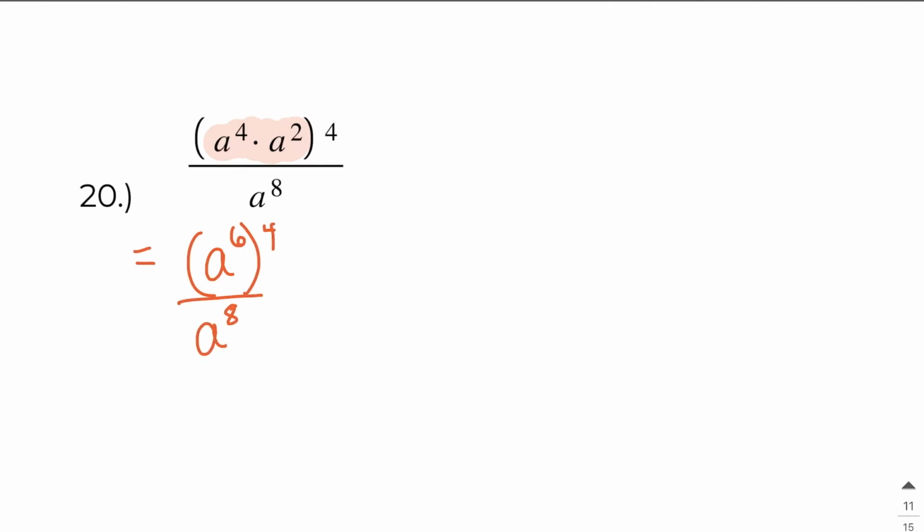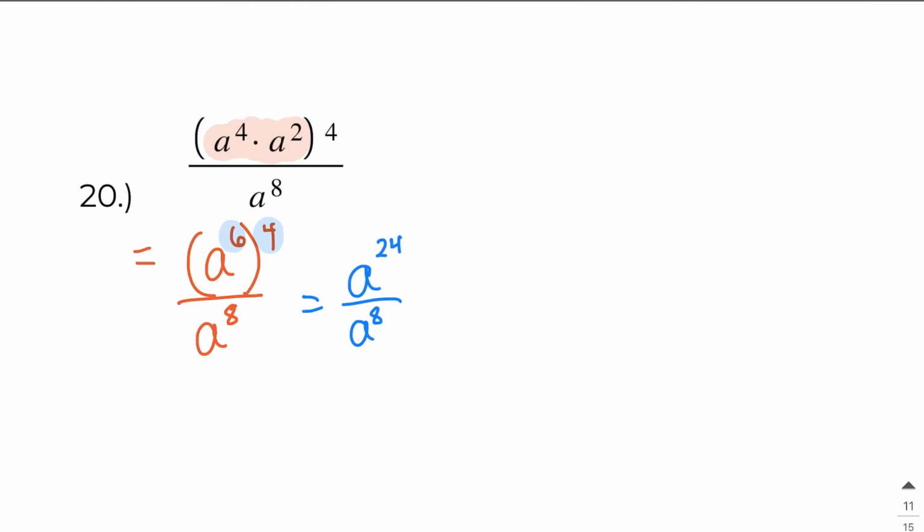Notice how every time I do a step, I copy everything else down so I don't get confused by what's going on here, okay? So now I have a power raised to a power, and when I have a power raised to a power, I have to multiply those exponents. So right here, this turns into a to the power of 24 all over a to the power of 8.